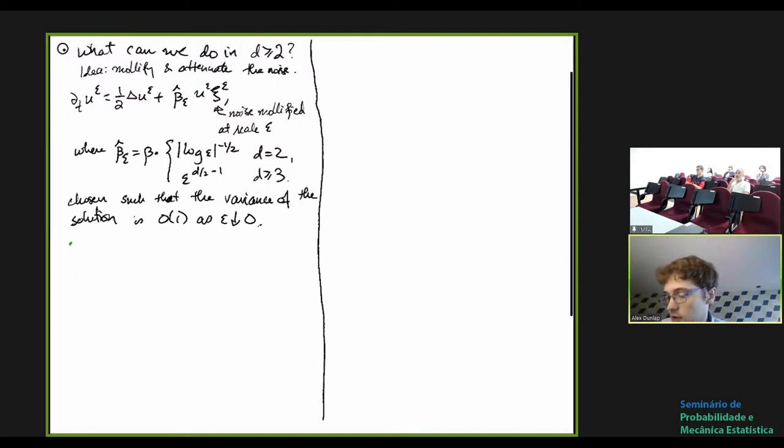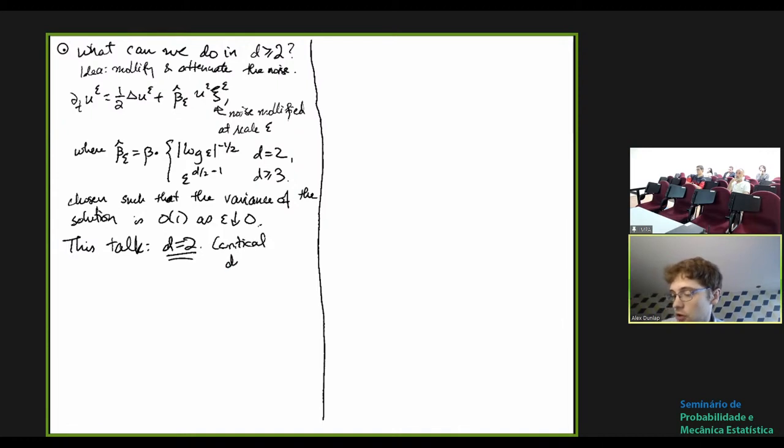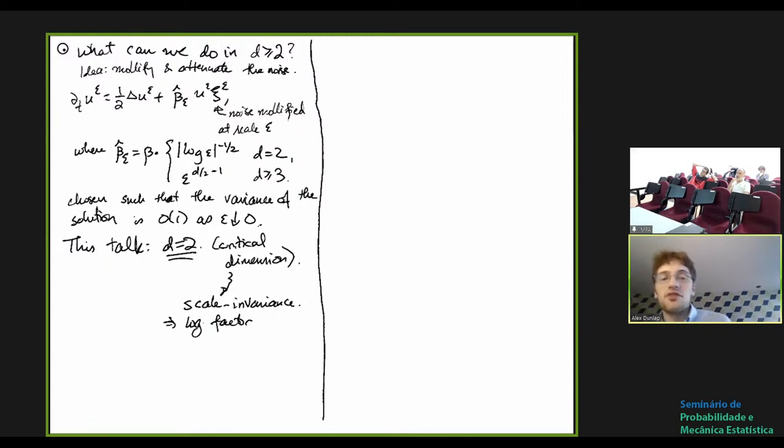For the rest of this talk, we will talk about dimension two. This is what we call the critical dimension. The reason we call it the critical dimension is that there is a scale invariance. If we rescale the equation, formally we get the same thing. And that's why we have the log factor. Every scale is contributing equally, so we have to divide by the log of epsilon, which is the number of scales. And that'll give us an order one variance.